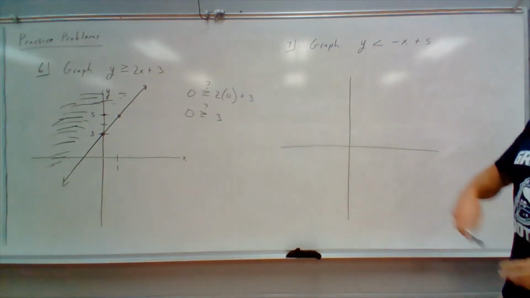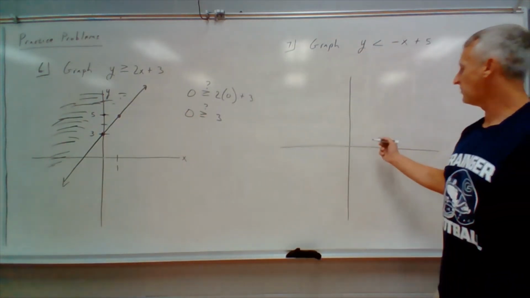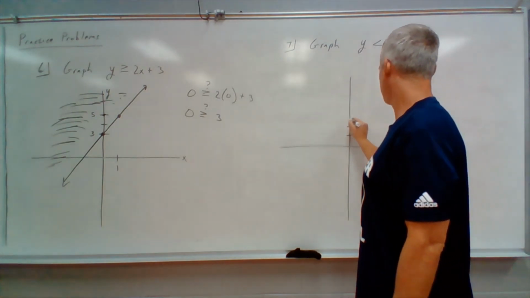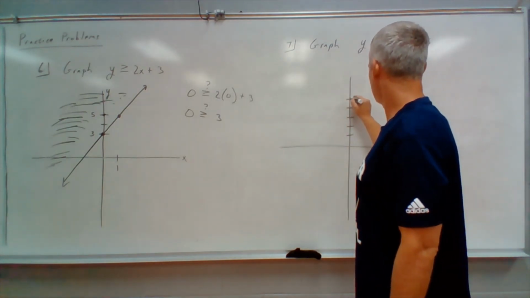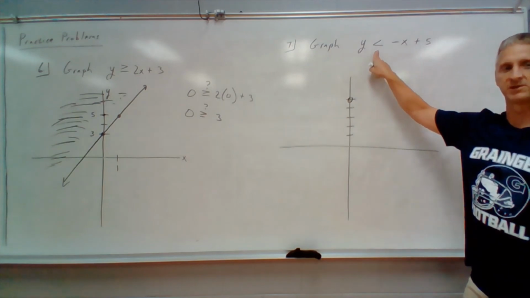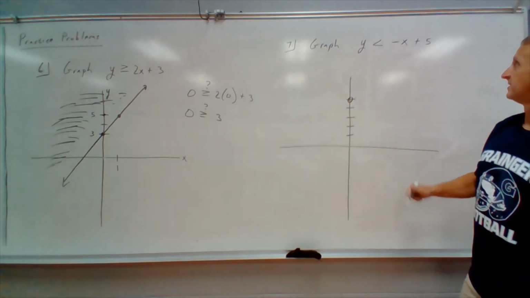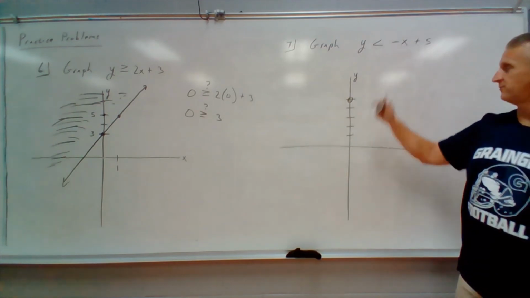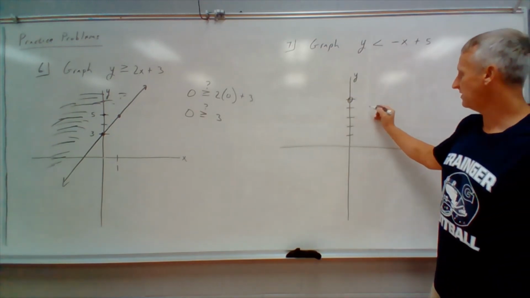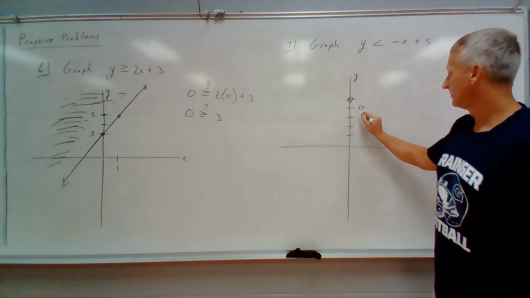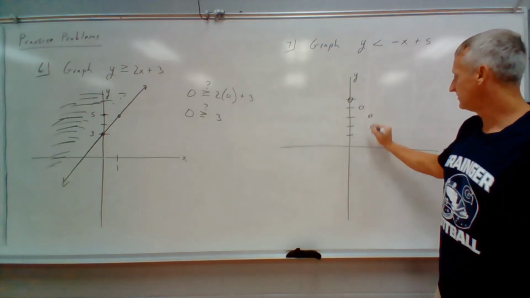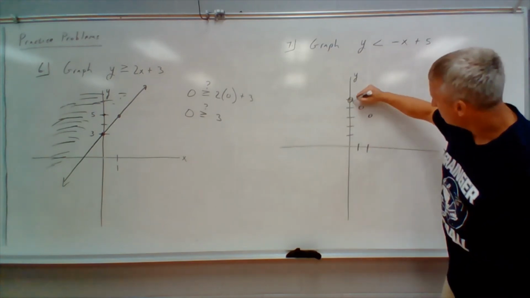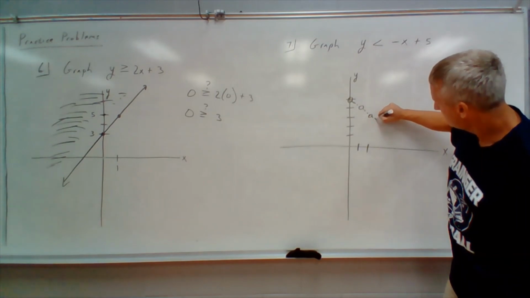Now let's try this one. My y-intercept is at 5. I'm going to use an open circle because it's strictly greater than. My slope is -1, so I go down 1 over 1, down 1 over 1, and so on. And I'm going to use a dotted line.